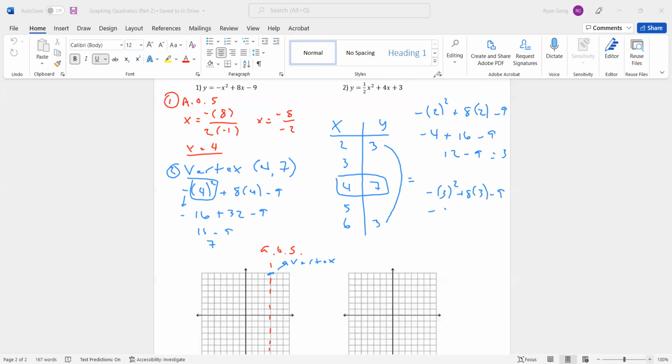3 squared is 9 with a negative in front. 8 times 3 is 24. -9 plus 24 is 15. Minus 9 is 6. Which means this is also 6. Okay, and now I can plot those points. Right 2 up 3. Right 3 up 6. Right 5 up 6. Right 6 up 3. And there's my upside down U like we expected. Okay, a lot of work, I know. But if you follow the steps, it's really not too bad.